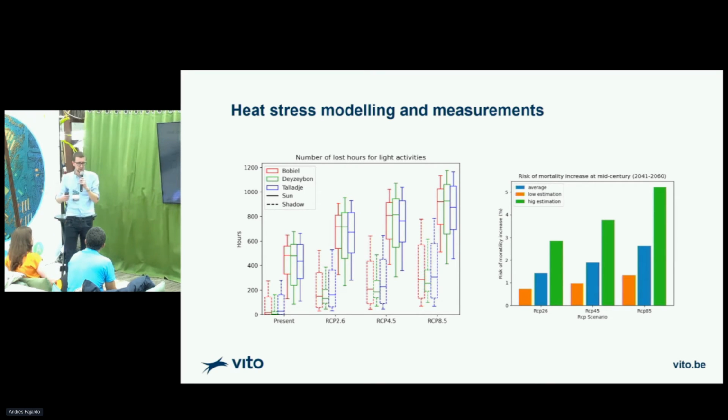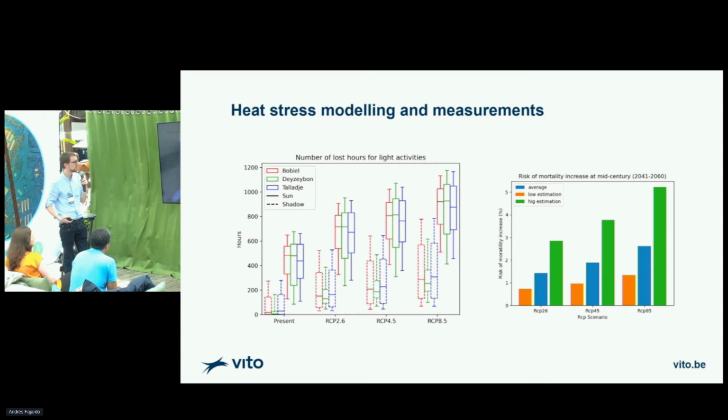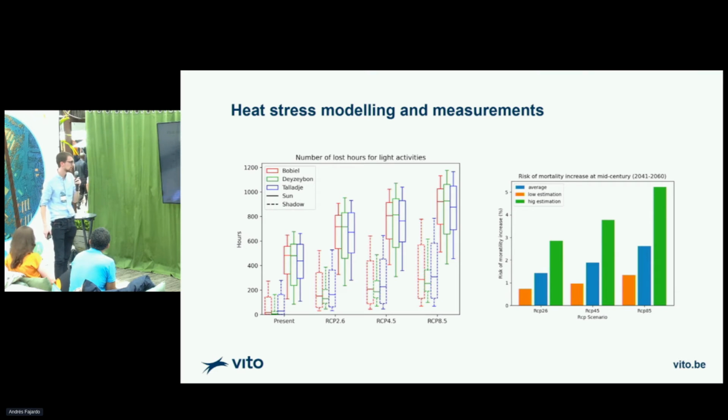This is also seen here on the figure on the right. This gives an idea of how the mortality can increase towards the future with the increase in temperatures that we see. And we can see that you have a 4% higher chance to die because of heat with these changes in temperatures towards the future. But this really has, heat stress really has a big impact on all of us.